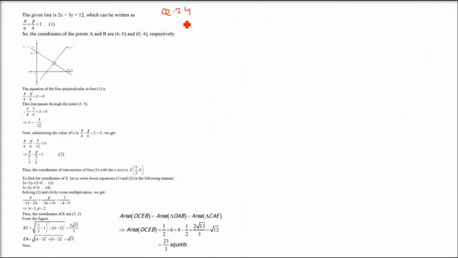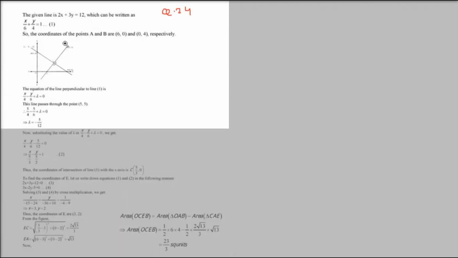This is question number 24. Here it is being said, a line 2x plus 3y equals 12 meets the x-axis at A and the y-axis at B. The line through (5, 5) perpendicular to AB meets the x-axis and the line AB at C and E respectively. If O is the origin of the coordinates, find the area of the figure OCEB. Let me first explain the figure to you.